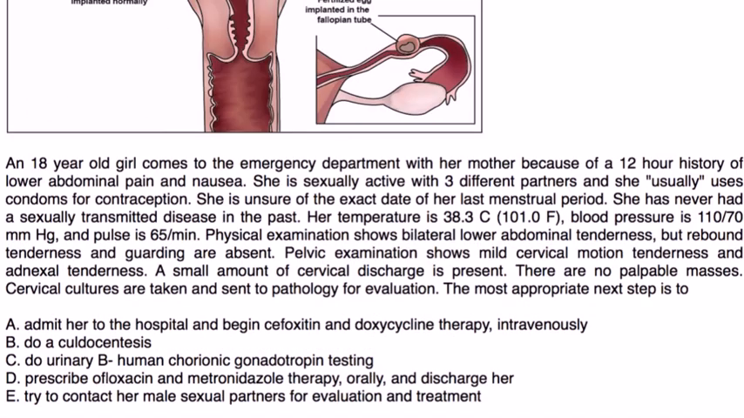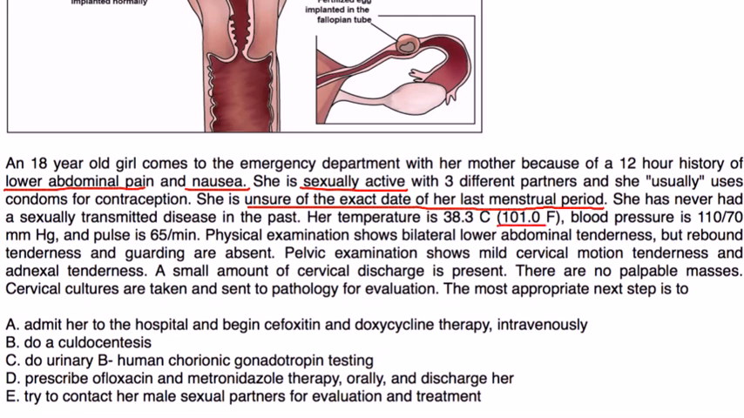So now I will discuss a couple clinical vignettes here. An 18-year-old girl comes to the emergency department with her mother because of a 12-hour history of lower abdominal pain and nausea. She is sexually active with 3 different partners, and she usually uses condoms for contraception. She is unsure of the exact date of her last menstrual period. She has never had a sexually transmitted disease in the past.